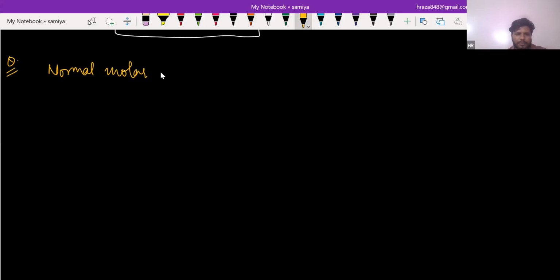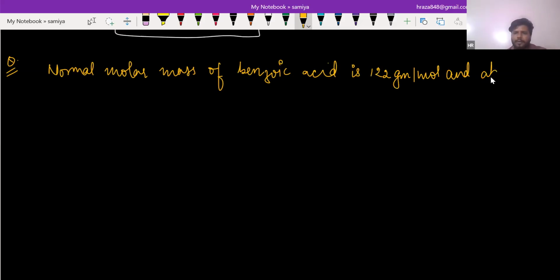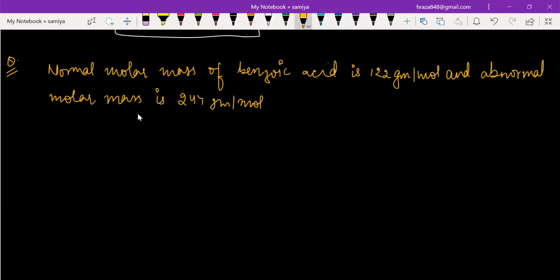Now I have a question on this. Normal molar mass of benzoic acid is 122 gram per mole, and abnormal molar mass is 244 gram per mole. Abnormal molar mass is 244 gram. Calculate i. Please do calculate.